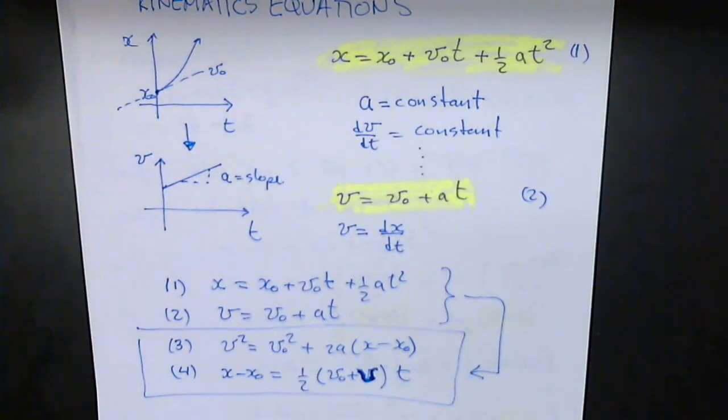And the last two are very convenient. Number three is very convenient because it's going to show up in conservation of energy. You are going to see how important that equation is. It's very important you understand each of them and what variables are present or are not present in each of them.